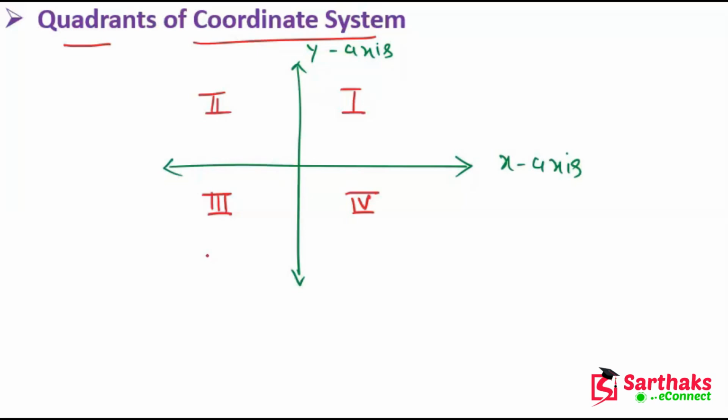So what is a quadrant? These two perpendicular lines, this is x dash, this is y dash, divide the Cartesian plane into four equal parts. I hope you get this point. So this is the first quadrant, this is the second, this is the third, and this is the fourth quadrant. Okay, let's move on.